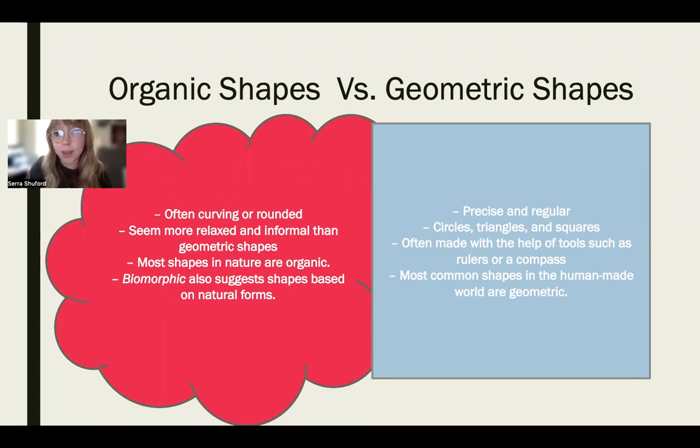These are often made with the help of tools such as rulers or compasses. It's really hard to just naturally draw a perfect square or a perfect circle. And most common shapes in the human-made world are geometric. So think about our desks and our computers and our phones and our food products, like our cereal boxes, things like that. A lot of things in the human-made world lean into more geometric shapes.